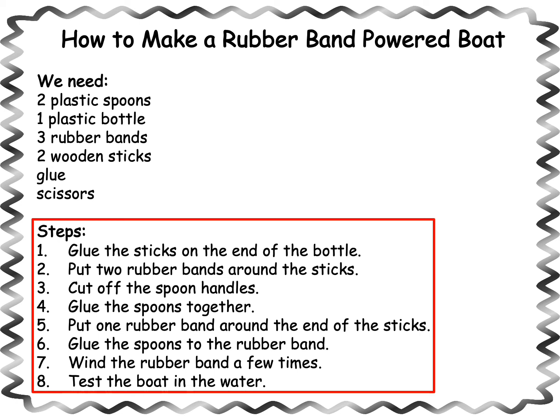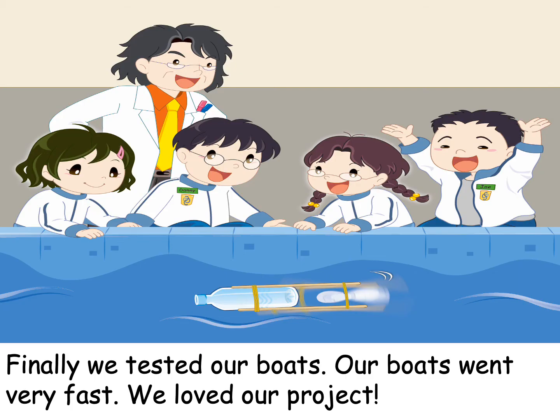Number 4, glue the spoons together. Number 5, put 1 rubber band around the end of the sticks. Number 6, glue the spoons to the rubber band. Number 7, wind the rubber band a few times. Number 8, test the boat in the water. Finally, we tested our boats. Our boats went very fast. We loved our project.